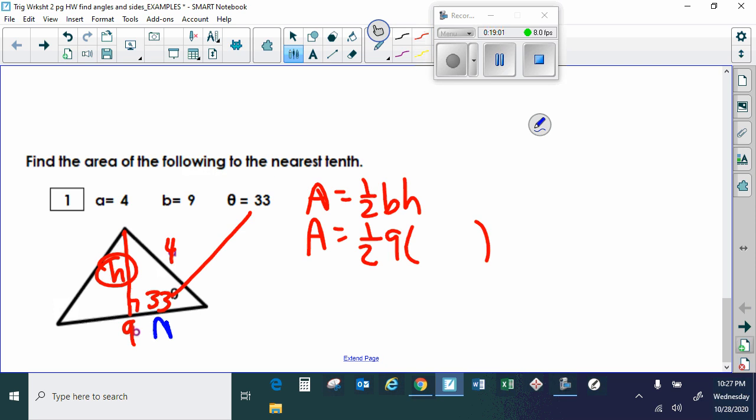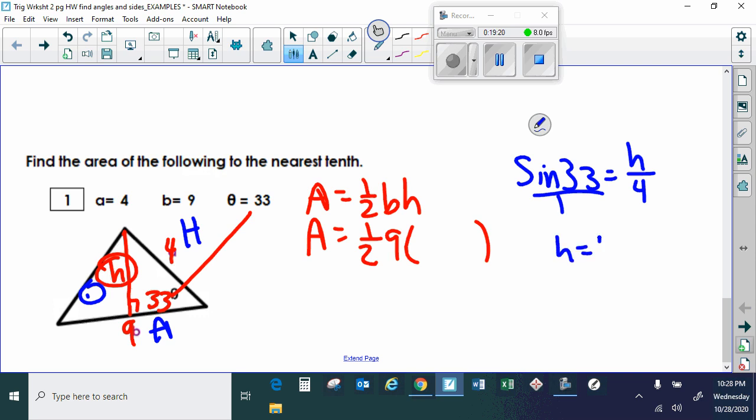Okay, so again, let me change the color. This would be my adjacent side. Obviously, this would be the opposite, and the hypotenuse is always across from the right angle. So since I'm looking for the height, that's opposite over hypotenuse, which is sine. So the sine of 33 equals the opposite, h, over the hypotenuse, 4. Cross multiply, I get h equals 4 sine 33. So there is my height right there. And now I just type this in the calculator.